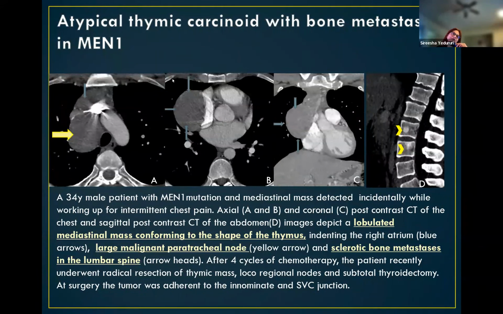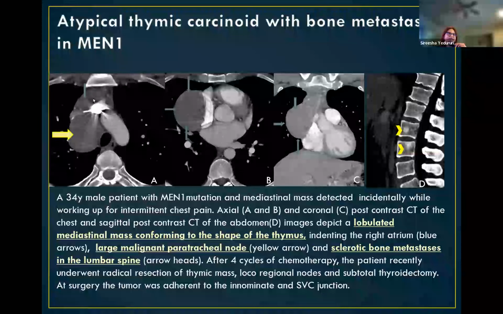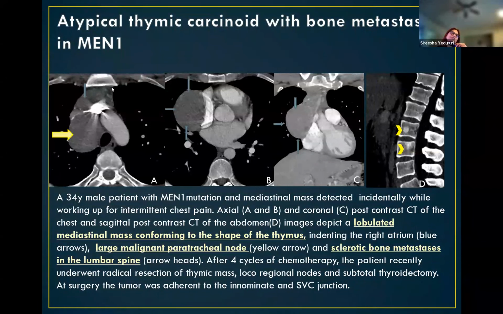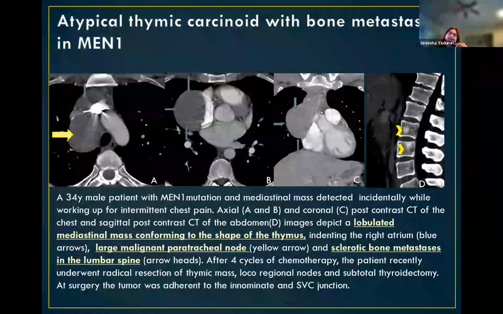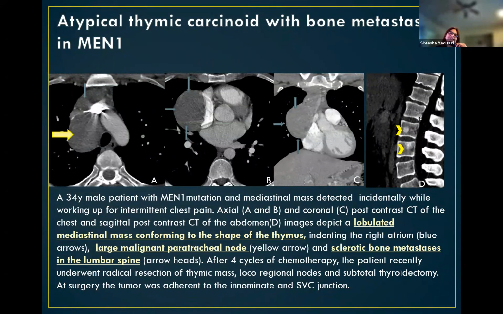This is an example of a patient where, as I was saying, thymus lesions are very advanced at presentation. This patient has a mediastinal mass that was diagnosed incidentally while working up chest pain, with no prior suspicion. We see a lobulated appearance of the thymus, which is the primary tumor. The patient also had a large paratracheal lymph node, which is abutting the right heart. You can see that. And by this time, the patient also has bone metastasis.